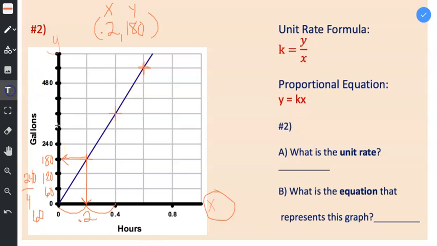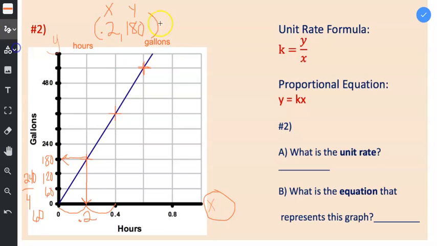And now I'm going to start typing. So the x is hours. So I'm going to go to the left of x further like that. So that goes x 0.2 hours. That goes all together. And then the 180 goes with gallons. And then I move on. Once I've labeled my coordinate, I can go over here to fill in the unit rate formula.